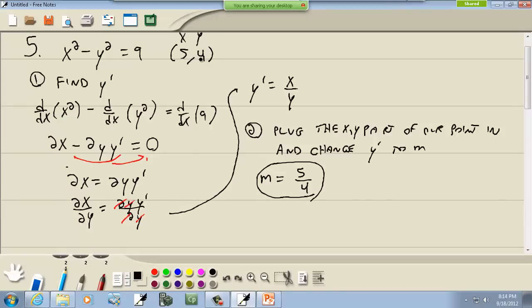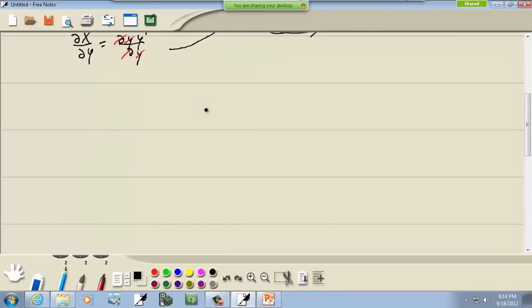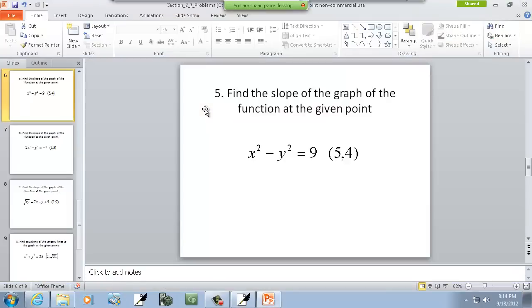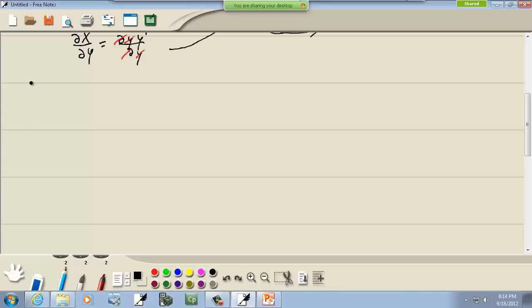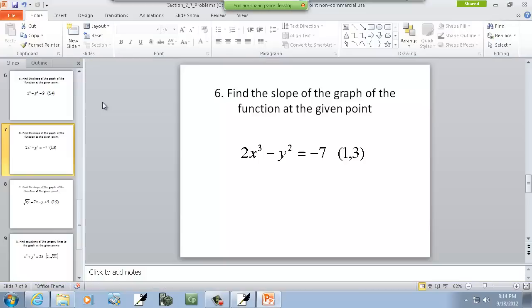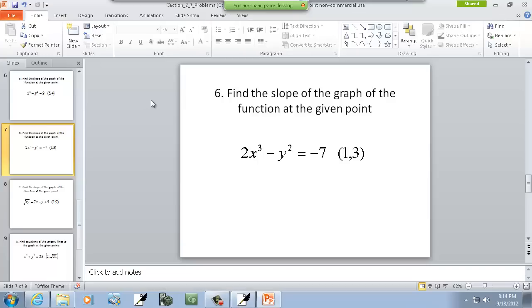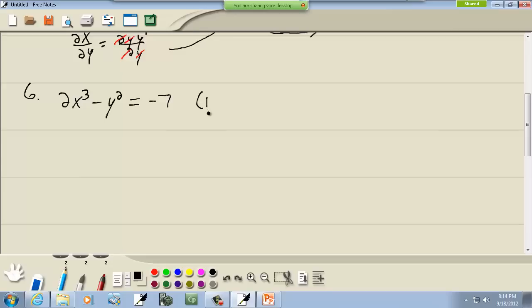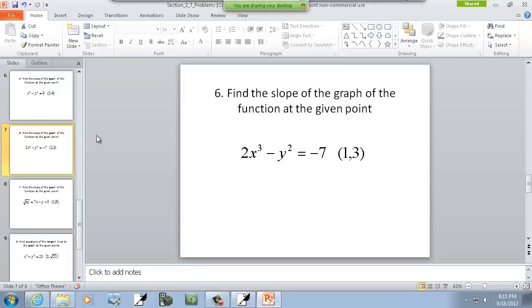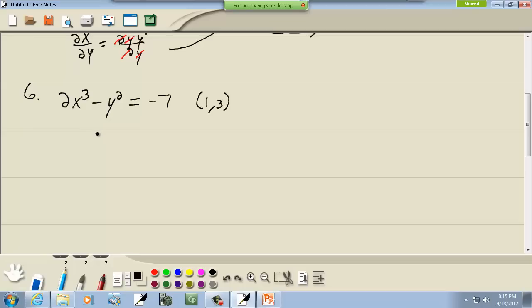That's interesting. But let's take a look at the next one. We've got 2x to the third minus y squared equals negative 7, at the point (1, 3). Again, we're going through the same steps because it wants us to find the slope of the graph of the function at the given point. So we'll take the derivative of everything where it's sitting.